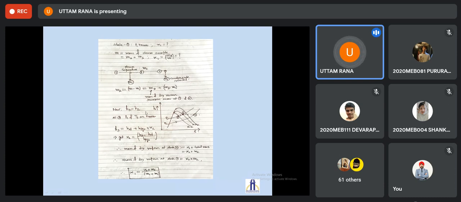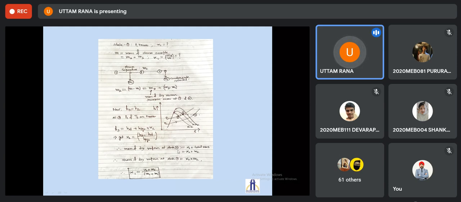Now H3 is equal to H2, and we know P3 and T3. So H3 may be written as HF2 plus HFG2 into X2, so we'll get the value of X2. Once we know the value of X2, what is X2? X2 is basically the mass of the vapor at state 2 divided by the total mass at state 2. So what is the total mass at state 2? That is M2, which is collected.